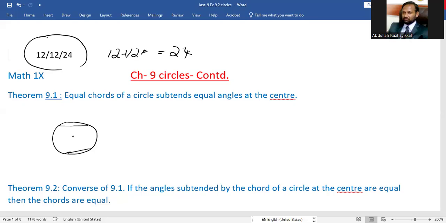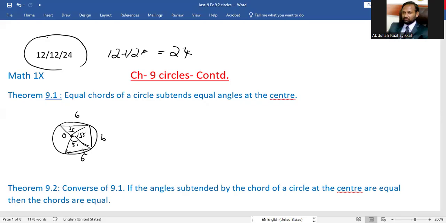Suppose this is 6 centimeter. This is also 6 centimeter. This chord I am talking about. Then the angle made at the center, this angle and this angle. Look here. This angle will be equal to this angle. That is correct. If this is, suppose, 55, this angle is also 55. Suppose this chord is again 6, so it is 55. Equal chords of a circle subtend equal angles at the center.